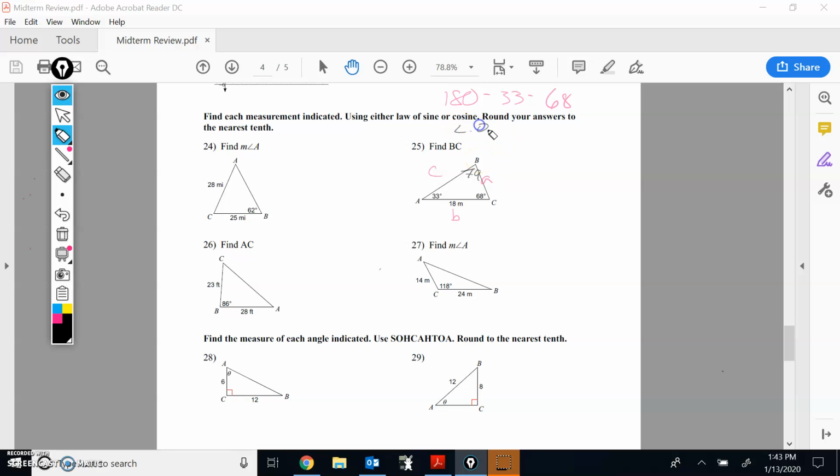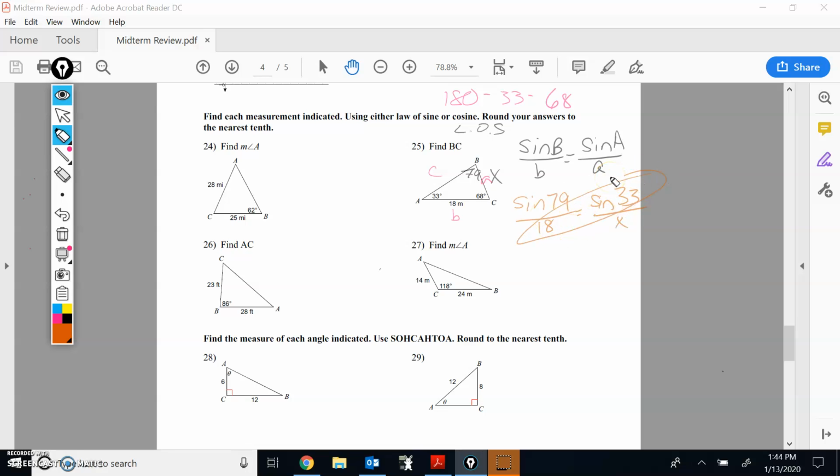So again, we're going to do law of sine. Sine B over b equals sine A over a, and we're finding BC, which is right here. That's what we're trying to find. That is side A, so that means the other part's going to have to do with the A's. Let's plug stuff in. Sine 79 over side B, which is 18, equals sine of angle A, which is 33, over side A, which we don't know.